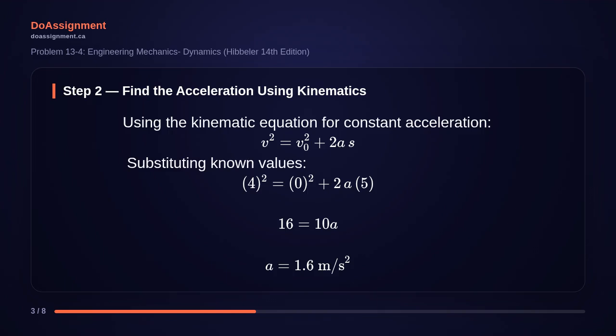Since acceleration is constant, we use the kinematic equation v squared equals v naught squared plus 2 times a times s. Plugging in 4 squared equals 0 plus 2 times a times 5, we get 16 equals 10a, so the acceleration is 1.6 meters per second squared.